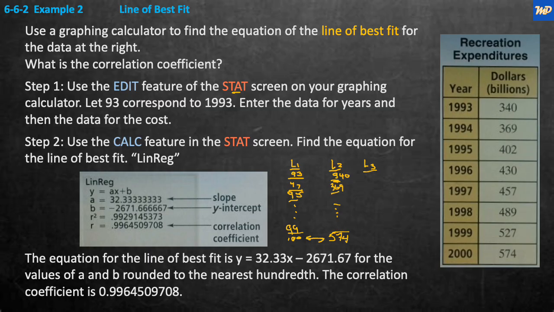After you return to the main screen, you're going to hit stat again, and then you're going to hit calc. When you hit calc, there's going to be a number of functions written below, and one of them is going to say LinReg. That stands for linear regression, and you're going to select that one.